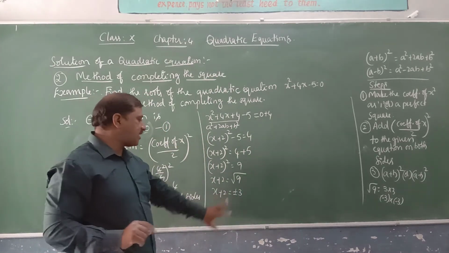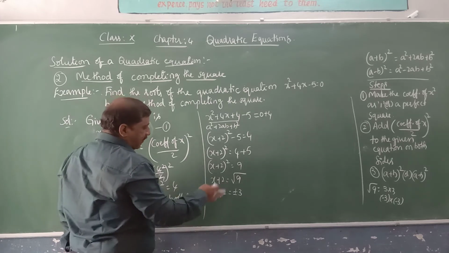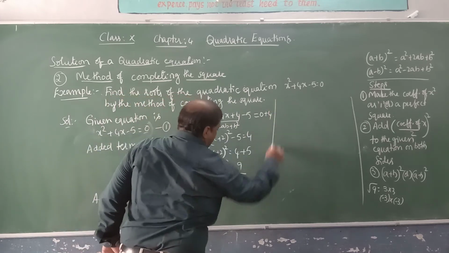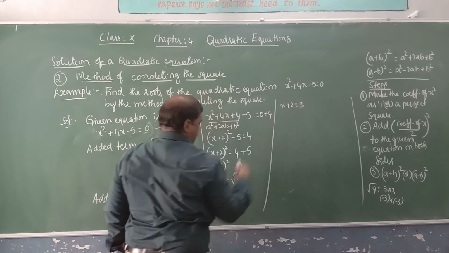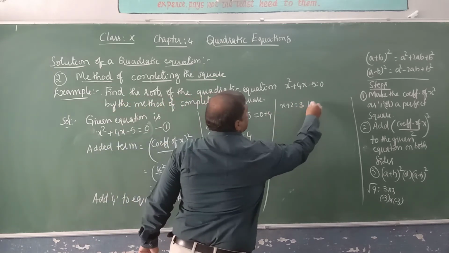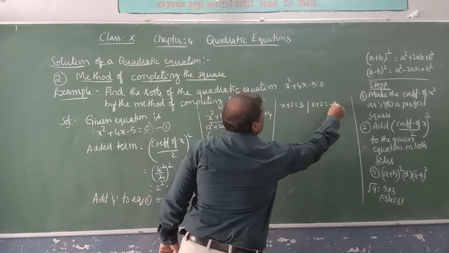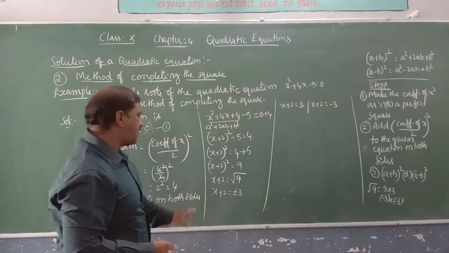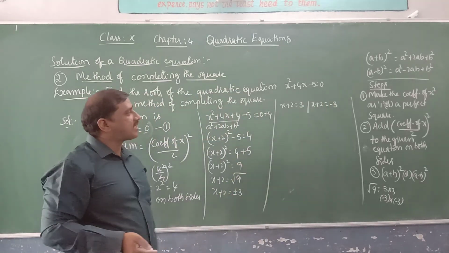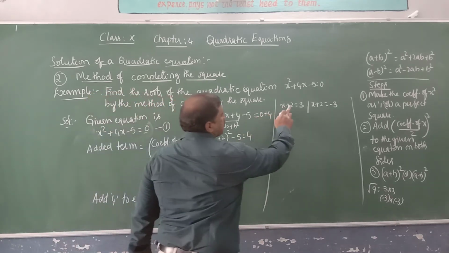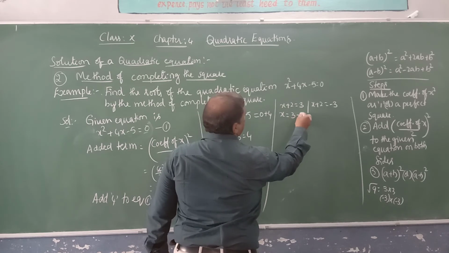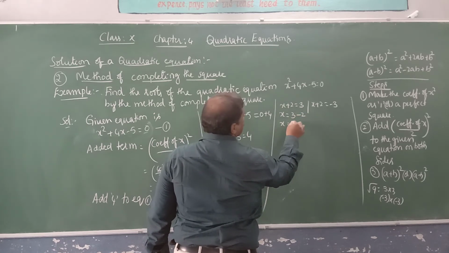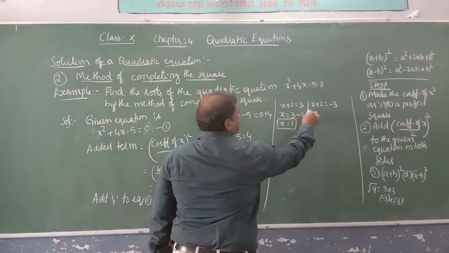Therefore x plus 2 is equal to plus or minus 3. From this, what two values can we get? x plus 2 is equal to plus 3 and x plus 2 is equal to minus 3. Now transpose plus 2 to the RHS. x is equal to 3 plus 2 will become minus 2. Therefore x is equal to 1.